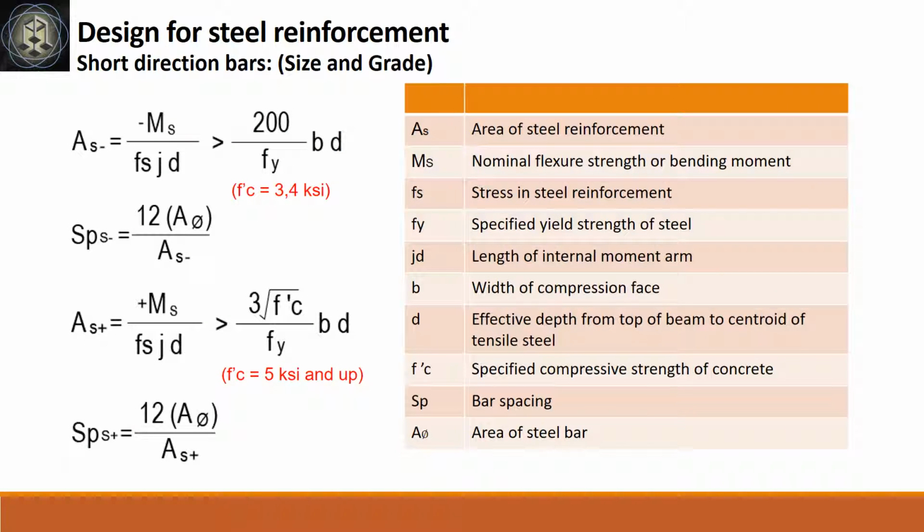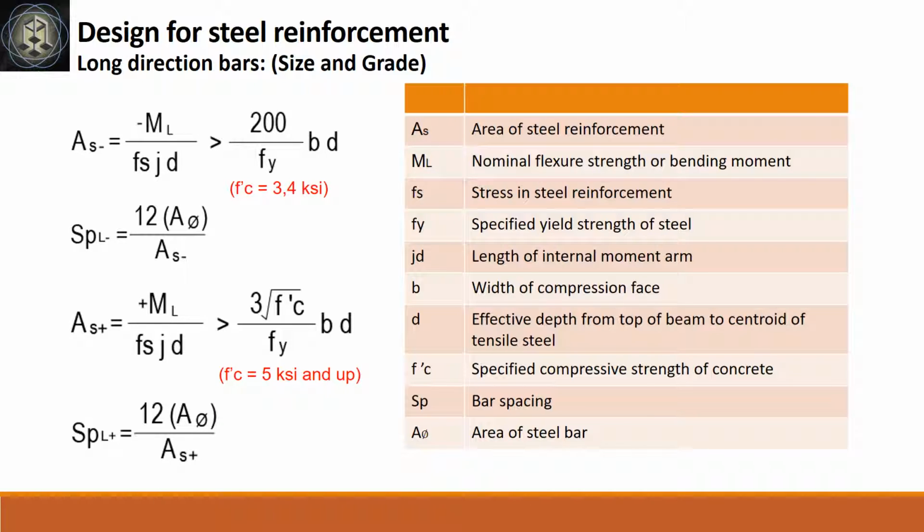After getting the negative and positive moments of both shorter and longer span, solve the area of steel required from the moments of the shorter span and its equivalent bar spacing for short direction bars. This time, solve the area of steel required from the moments of the longer span and its equivalent bar spacing for the long direction bars.